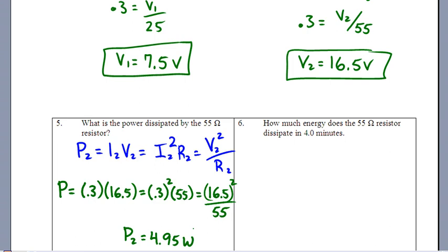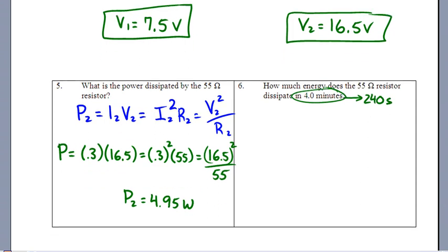Last one for this page. How much energy does the 55 ohm resistor dissipate in 4 minutes? Okay, well, for one thing, this 4 minutes, no thank you. We're going to have to change that to 240 seconds. Yeah, it's definitely something that's got to happen.